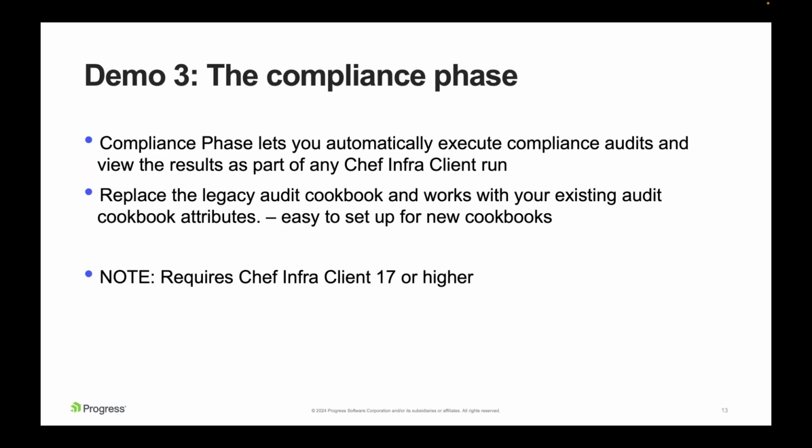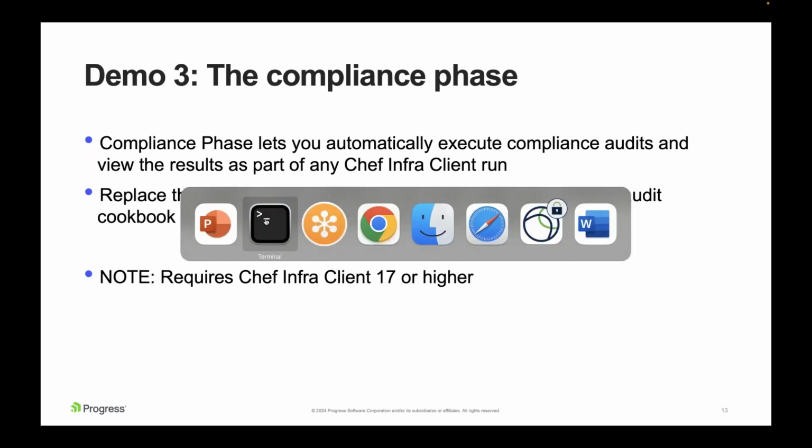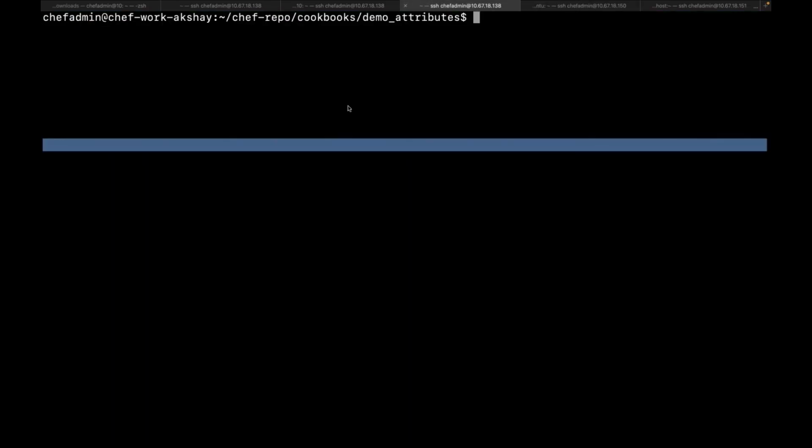So you can replace the legacy audit cookbooks that you've been working on and work with your existing audit cookbook attributes. It's easier to set up for new cookbooks this way as well. Now you have to note that this feature only is a part of Chef Infra Client 17 or higher. So in case you guys have not updated for some reason, I would strongly suggest you guys do. Let's hop back to the terminal now.